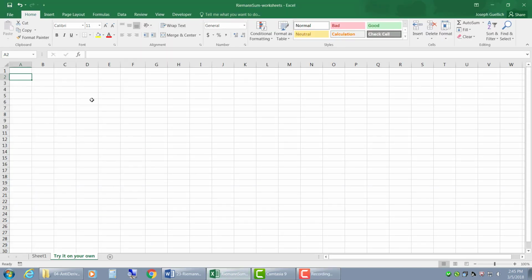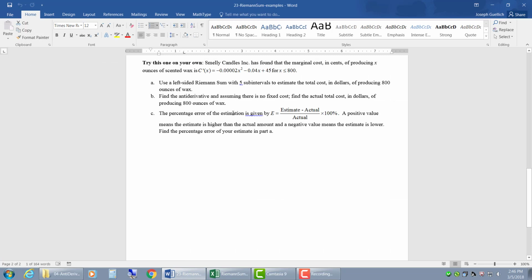Alrighty, let's go back to Excel and get these guys typed in. So smelly candles. Let's think about our A and our B here. We're estimating the total cost of producing 800 ounces of wax, so 800 is probably the stop. In my inequality, x less than or equal to 800, 800 would be the maximum.